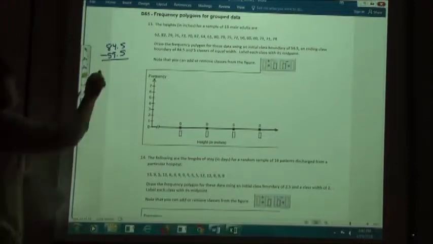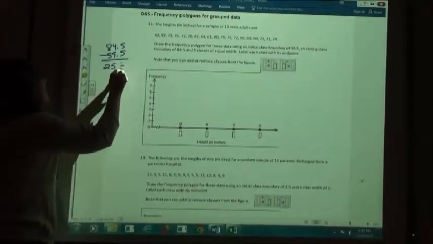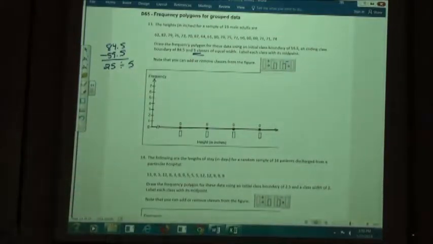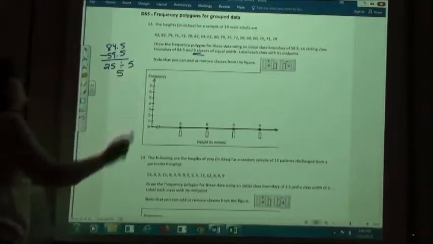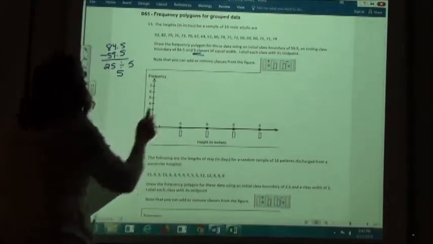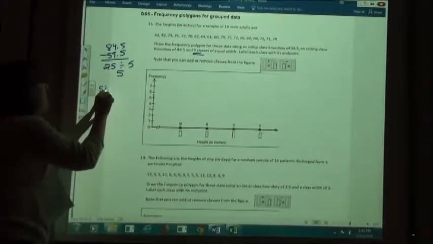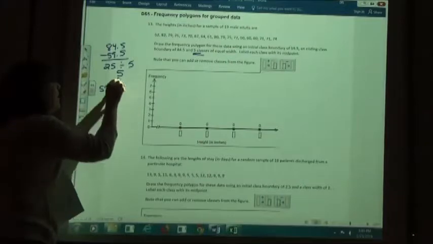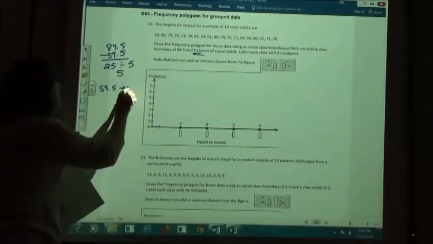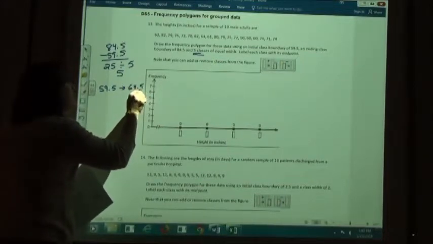It must be 25. And I have 5 equal classes, so I'm going to divide that by 5. Along the side I'm going to list out what the end would be of each section. We were starting with 59.5, and if we add 5 to that, we would go to 64.5, right?